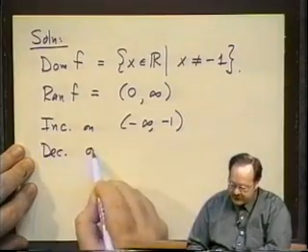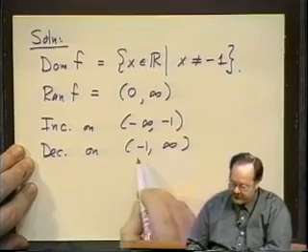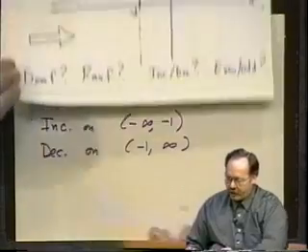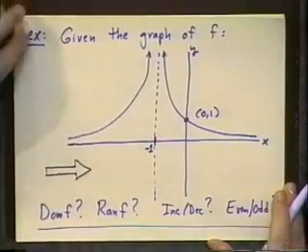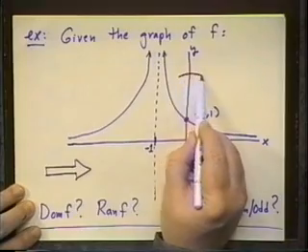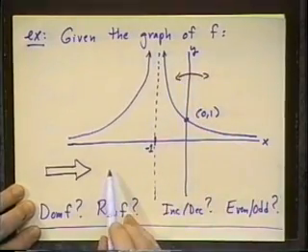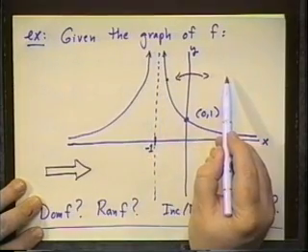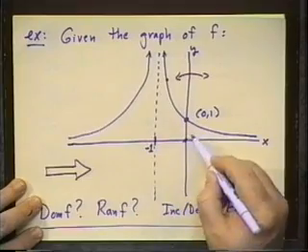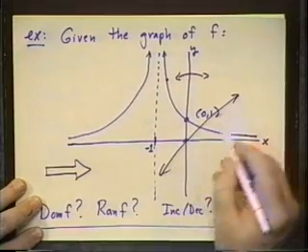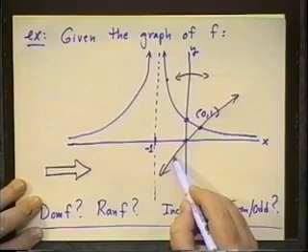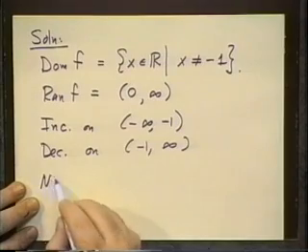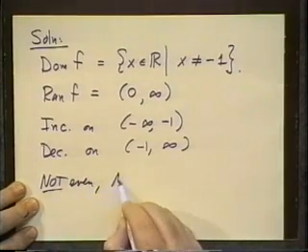And it seems to be decreasing on the interval from minus 1 to infinity, starting at minus 1, but not including minus 1. Also, the question was, is it even or odd? Well, even would mean symmetry across the y-axis. Clearly that's not true. There's a point here, say, but there's no corresponding point over here. Is it symmetric across the origin? If I took a point here, is there a corresponding point here? No. So the answer to that question is not even, not odd.